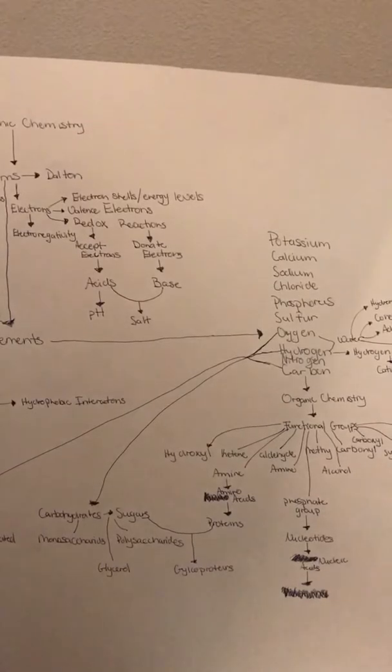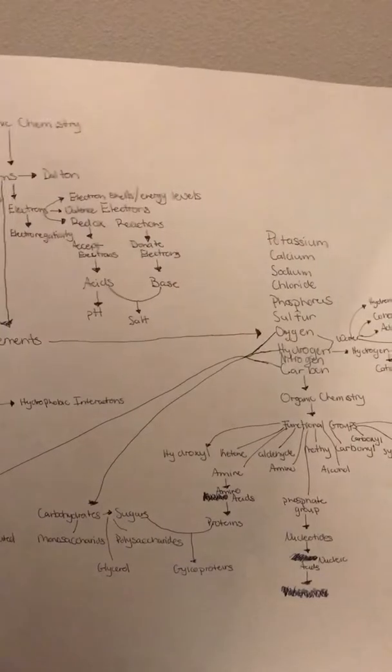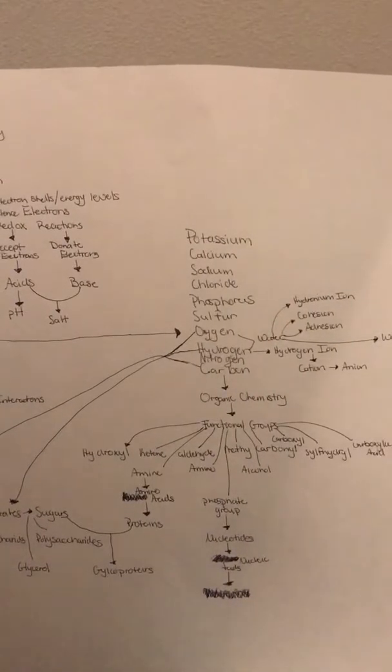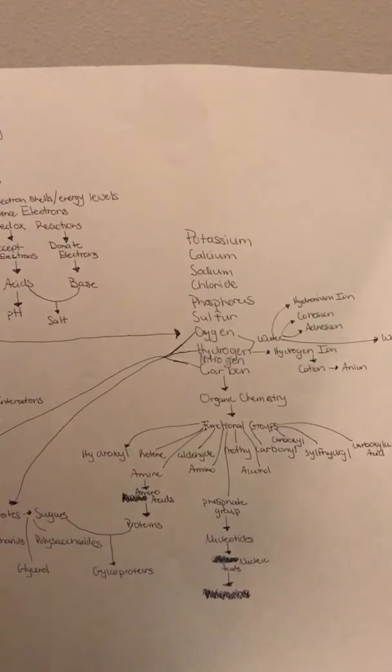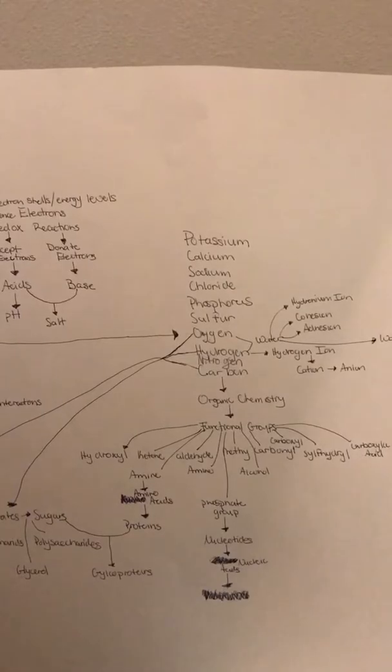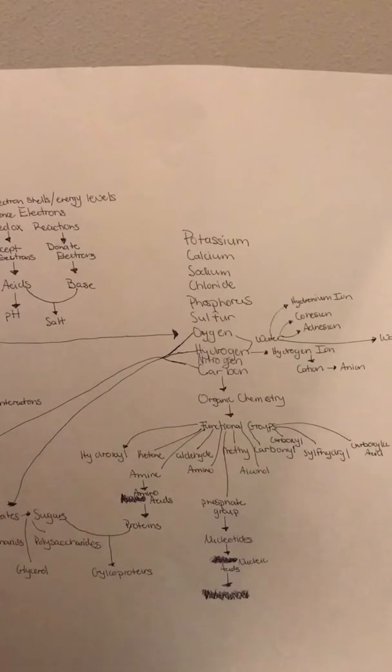So carbon is a special molecule in that it has an entire study around it, which is organic chemistry. It is the study of organic compounds. And in organic chemistry, you have functional groups, which is basically how carbon is bonded to different things.